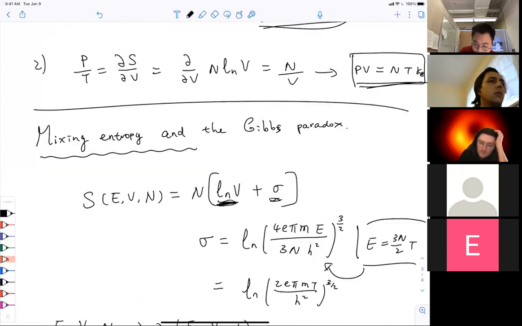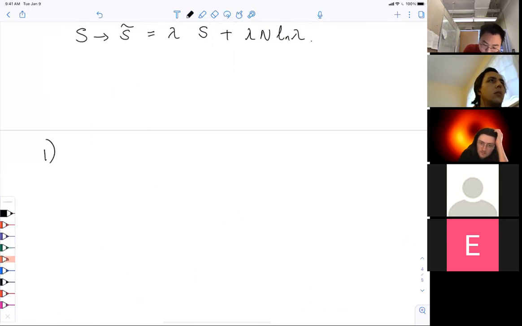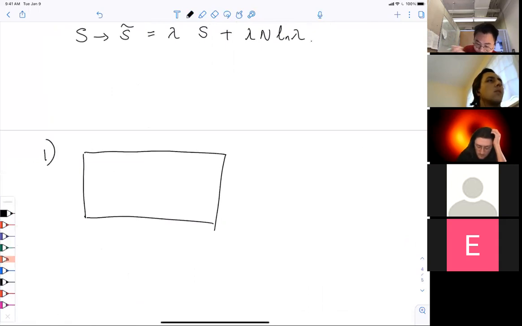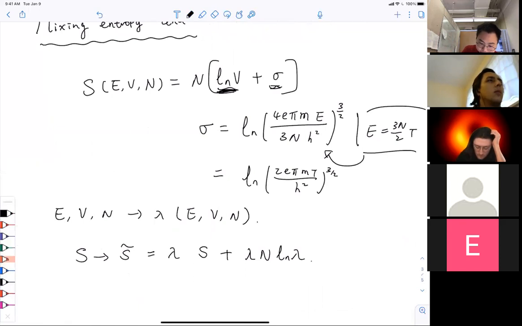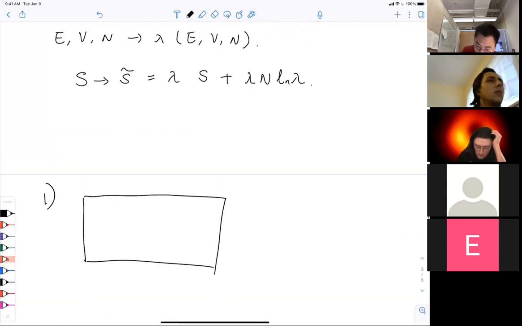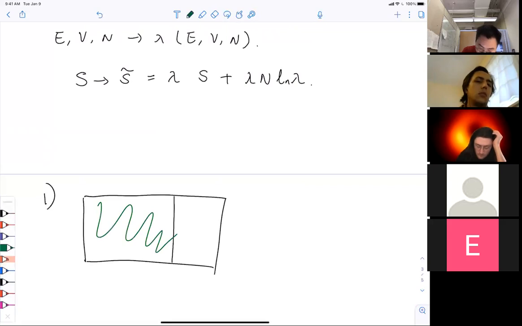And of course, for the situation I'm going to talk about here, imagine I have the standard scenario to study this mixing entropy: I have a partition. This part has one type of particles, and another part has another type of particles.